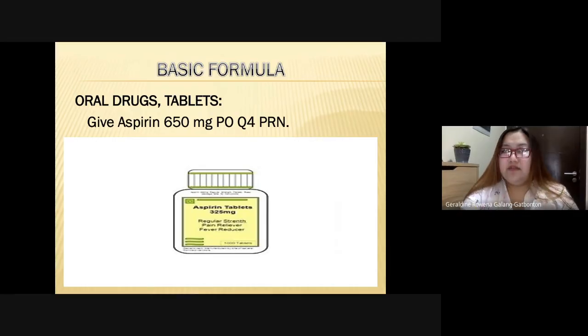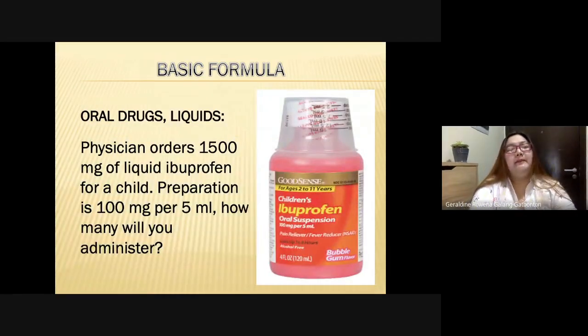Okay? Let's have another example. Paano naman kapag yung oral drug comes in a liquid form? So for example, the physician orders 1,500 mg of liquid ibuprofen for a child. So ang ibuprofen, it is also an NSAID. It's a non-steroidal anti-inflammatory drug. Pwede for pain, pwede for fever. Okay? The preparation is 100 mg per 5 ml.